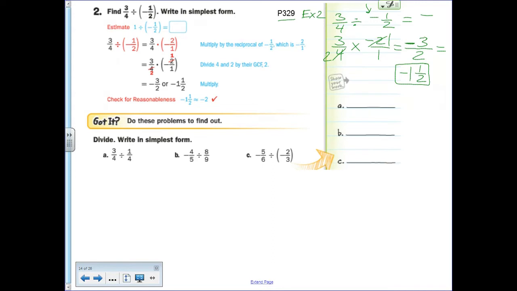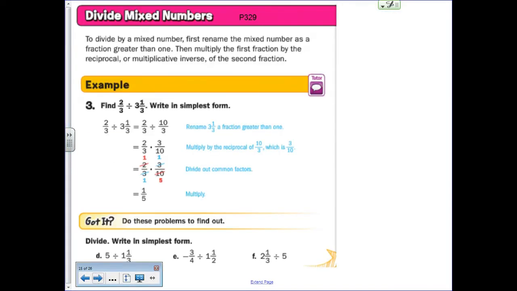Okay? You can get to the letter problems here in a little bit, but let's go ahead and go over examples 3 and 4 first. Example 3 on page 329, it says divide mixed numbers. To divide by a mixed number, first rename the mixed number as a fraction greater than 1. In other words, we're going to change mixed numbers to improper fractions. Then multiply the first fraction by the reciprocal or multiplicative inverse of the second fraction.